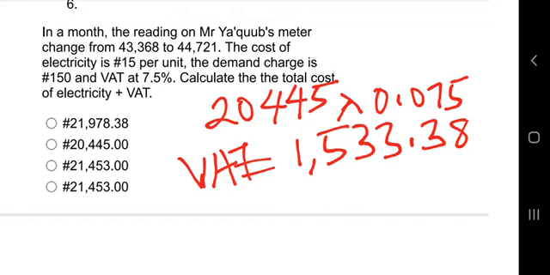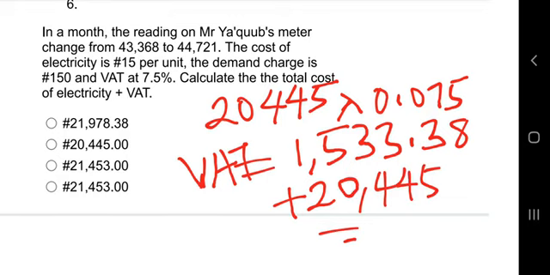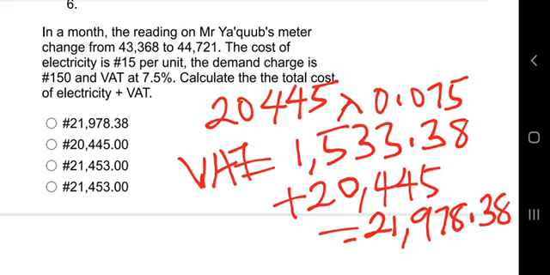Now we are going to add this to the cost of electricity, which is 20,445. Let's see what we're going to have. This gives us 21,978.38, that is 21,000 naira, 978 naira, then 38 kobo. So which is the first option here. So it will be the answer. All this is clear?